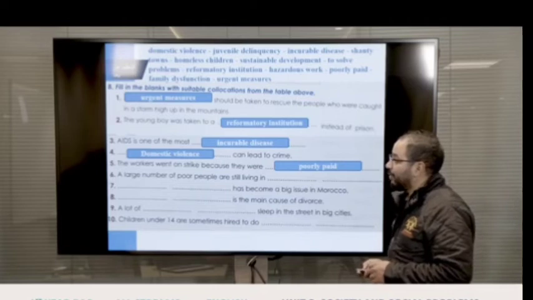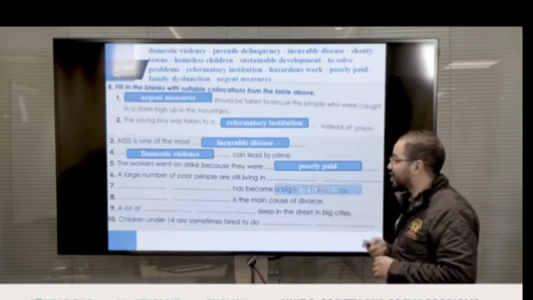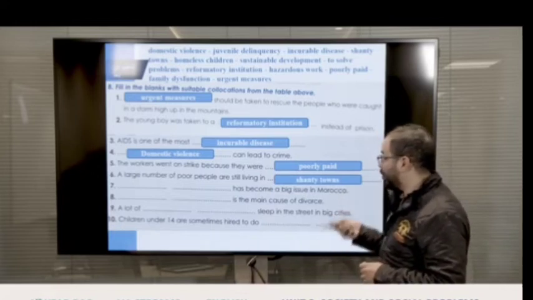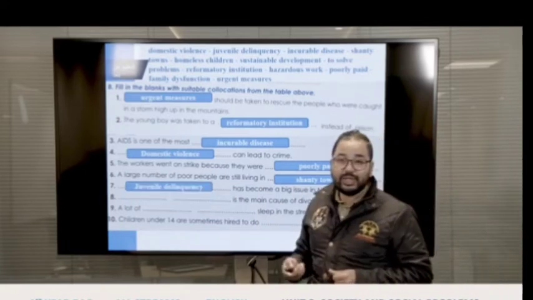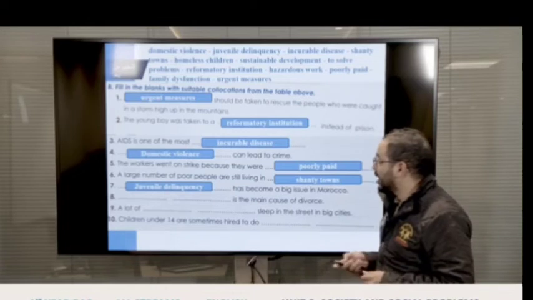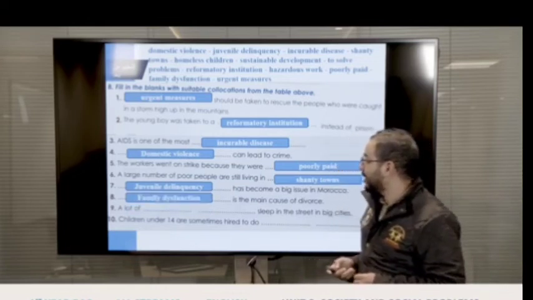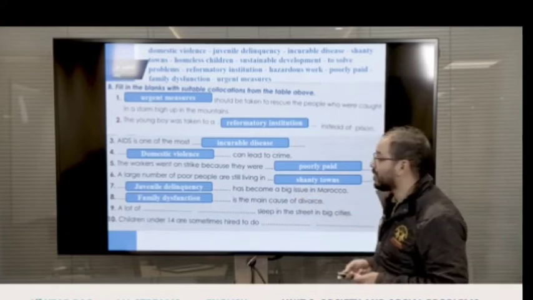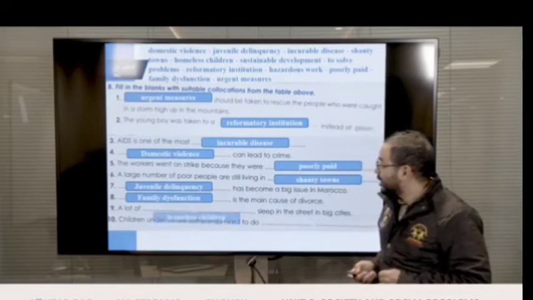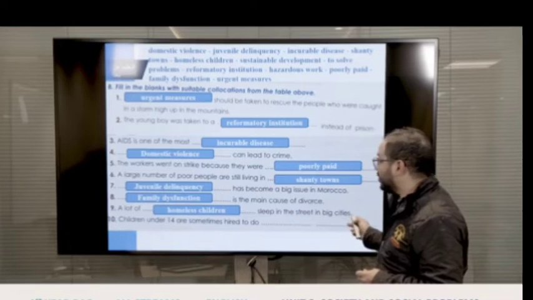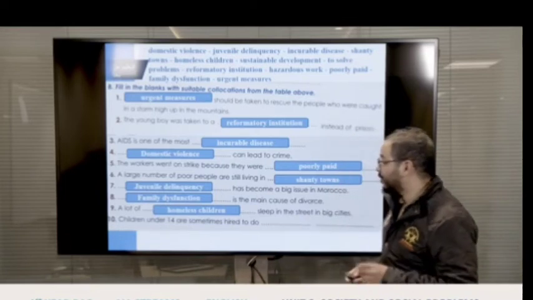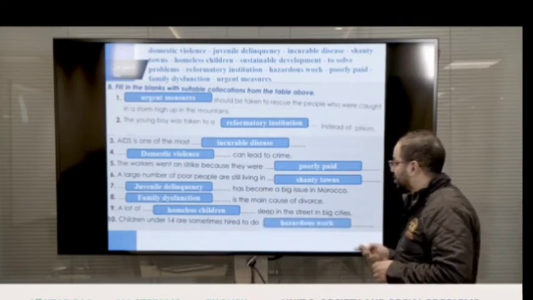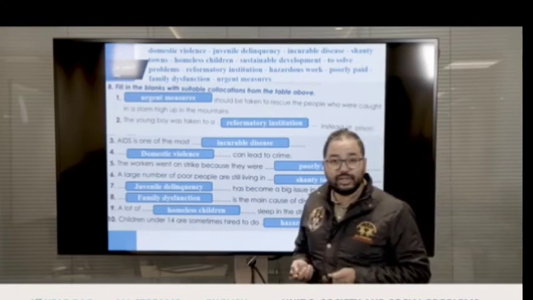A large number of poor people are still living in shanty towns, as we said, in huts. Number 7, juvenile delinquency, has become a big issue in Morocco, which is unfortunate. Number 8, family dysfunction is the main cause of divorce. Of course, if there are family problems, divorce is the result. A lot of homeless children sleep in the street in big cities because they don't have a house, and children under 14, which means minors, are sometimes hired to do hazardous work, okay, risky or dangerous work.